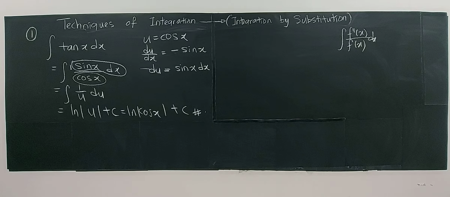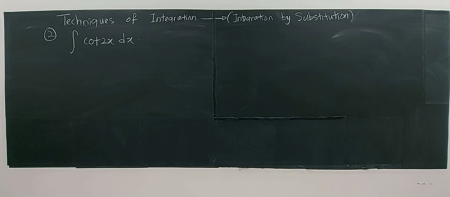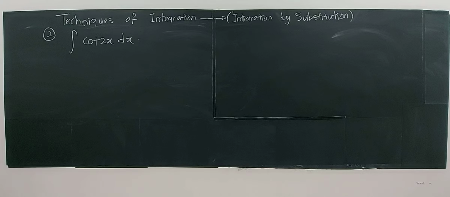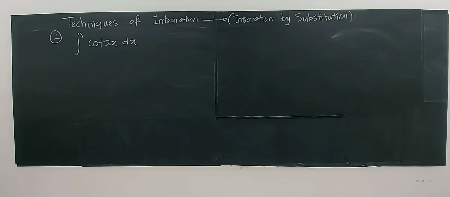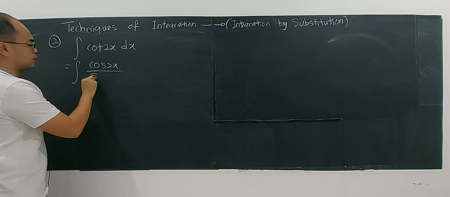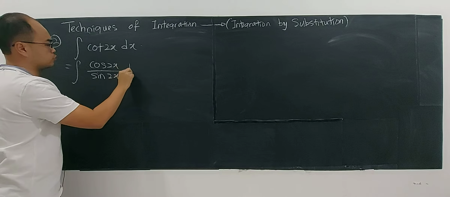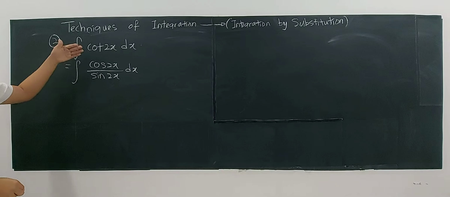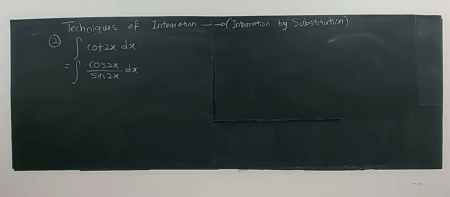Alright, let's move on to the next example. Integrating cotangent and integrating tangent have very similar techniques. Because tangent is the ratio of sine to cos, and cotangent is the ratio of cos to sine, you can rewrite this as the integration of cos 2x divided by sine 2x. As you're very familiar with trigonometric ratios, cotangent is defined as 1 over tangent, or cos over sine 2x.